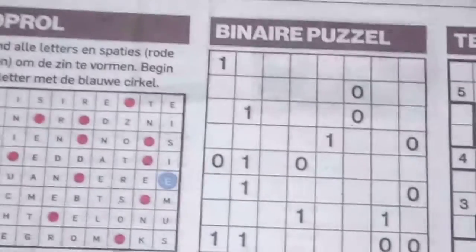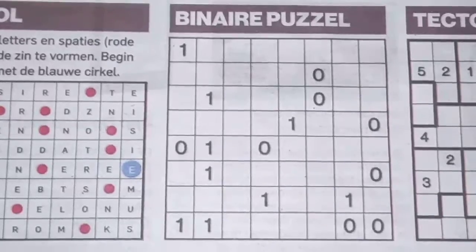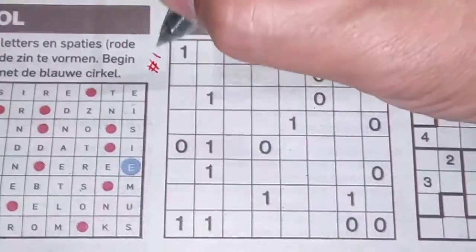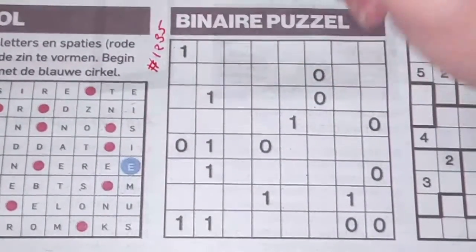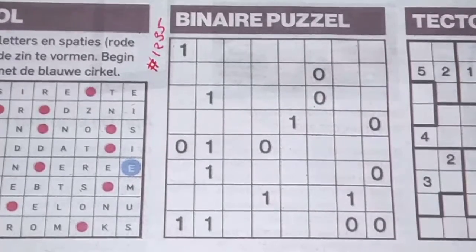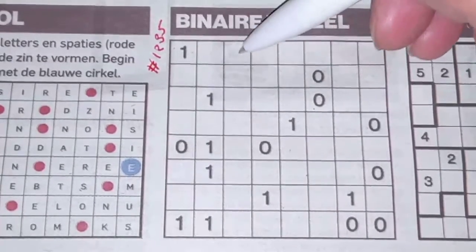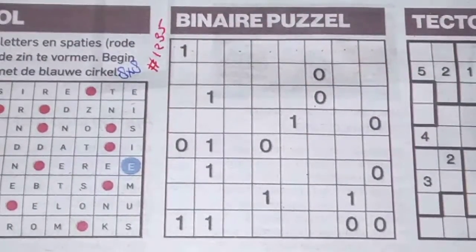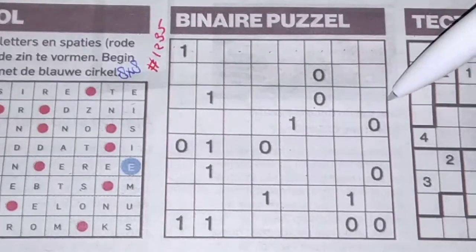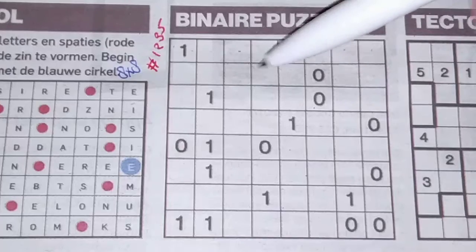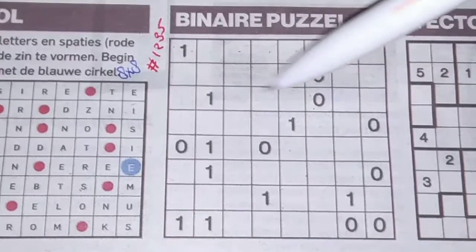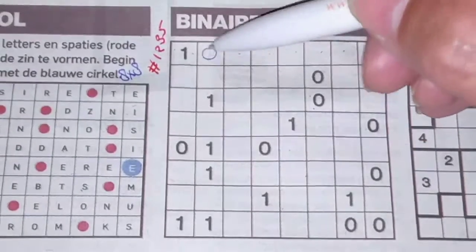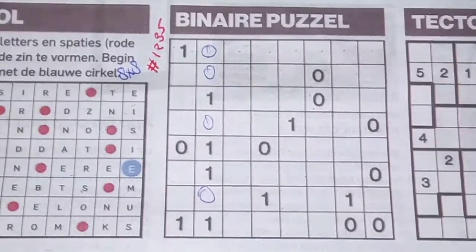We have here the fifth puzzle, a binary puzzle, and this puzzle will be number 1235. And what kind of binary puzzle is this? Let me count: 1, 2, 3, 4, 5, 6, 7, 8. It's an 8 by 8 binary puzzle. That means in a row or in a column there's always 4 ones and 4 zeros. I see here 4 ones, so the rest are zeros. So let's get started.